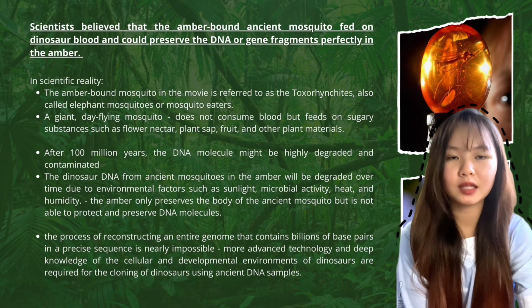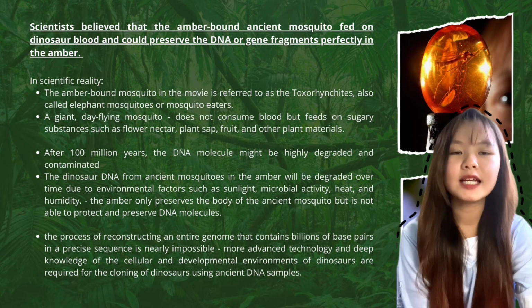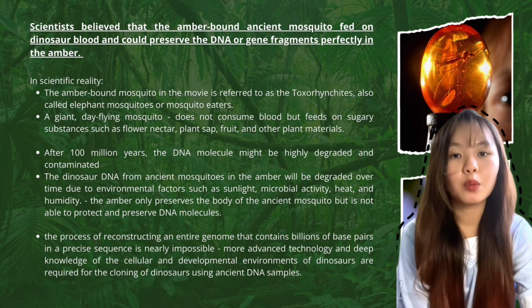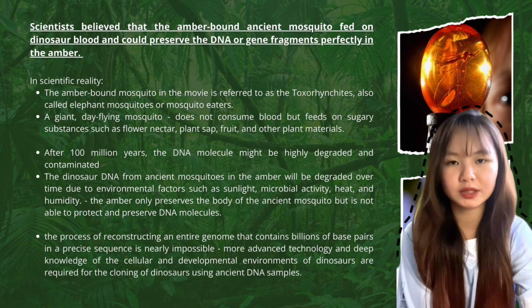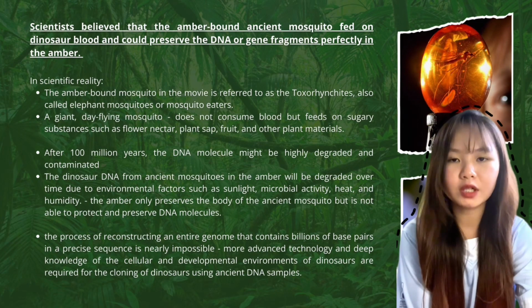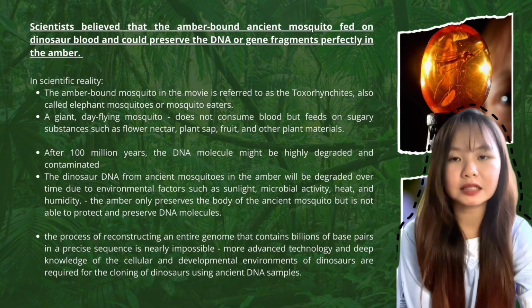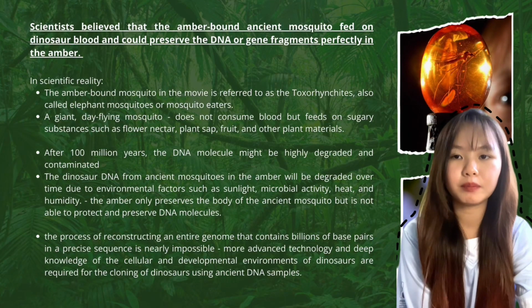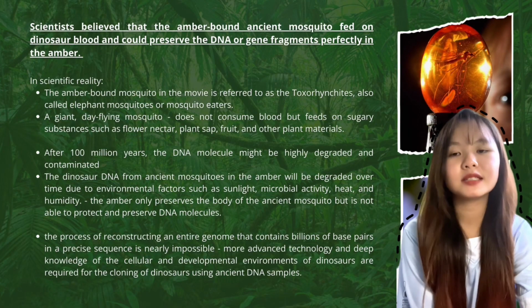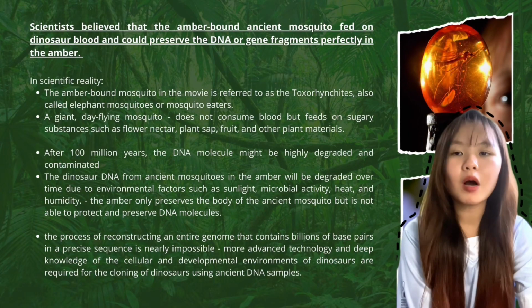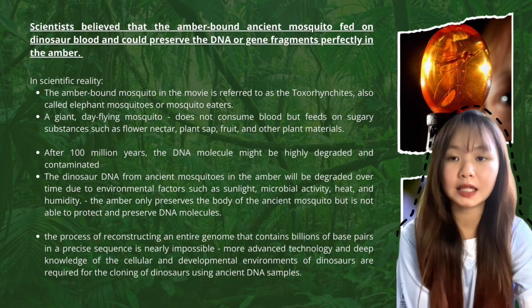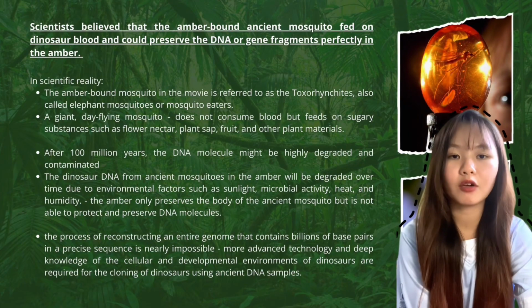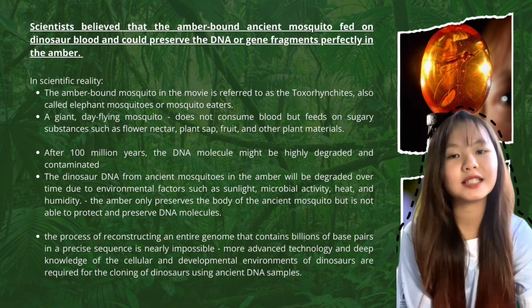Additionally, Jurassic Park 1 demonstrated that the process of cloning dinosaurs is simple and straightforward once the scientists can extract the DNA from the blood residue in the amber-bound mosquito and retrieve it. However, the process of reconstructing an entire genome that contains billions of base pairs in a precise sequence is nearly impossible. Furthermore, more advanced technology and deep knowledge of the cellular and developmental environment of dinosaurs are required for the cloning of dinosaurs using ancient DNA samples.